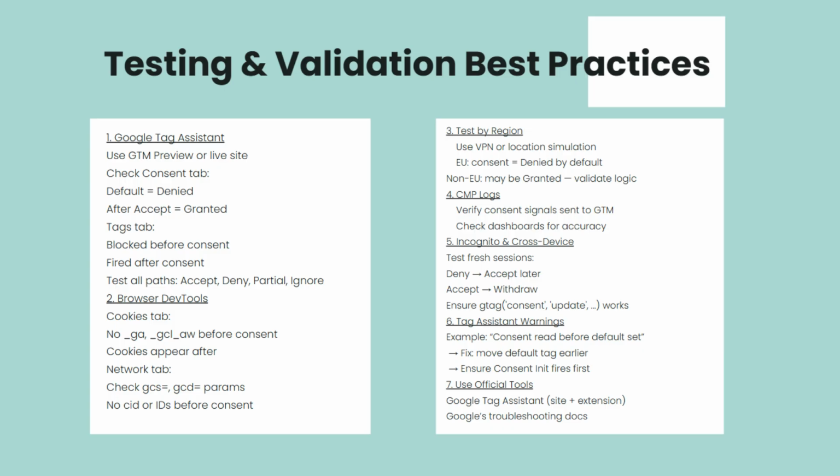Monitoring Tag Assistant for warnings. Tag Assistant will also show warnings. One common warning is a tag read consent before a default was set. If you see that, it indicates a race condition. Some tag fired before your default was applied. This is important to fix.